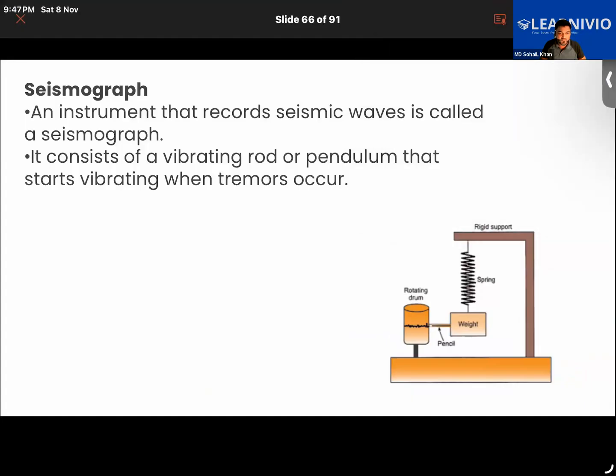Okay, this right here is a seismograph, which is an instrument that records seismic waves. The construction is such that it consists of a vibrating rod or pendulum that starts vibrating when tremors are felt. You can look over this spring. To this, a weight is suspended, and a pencil is attached. So what will happen when this entire setup vibrates due to an earthquake? The pen that is suspended with this spring will also start to vibrate, right? And it will plot line graphs on this rotating drum. This drum can rotate. It will plot graphs. This line graph is later analyzed.